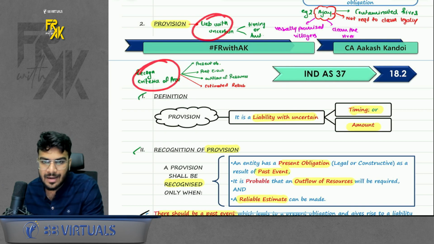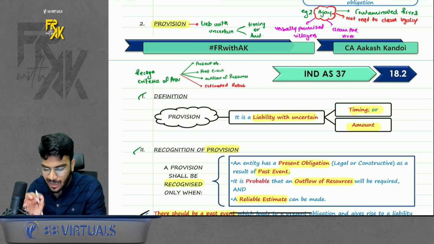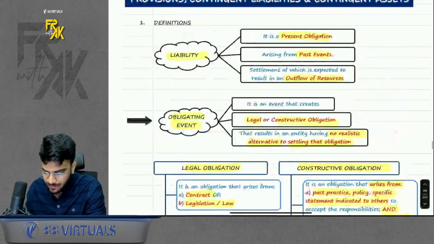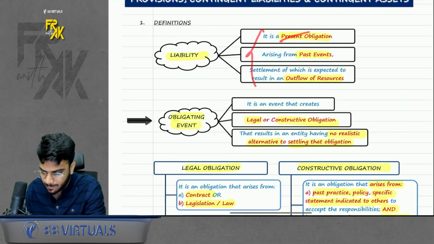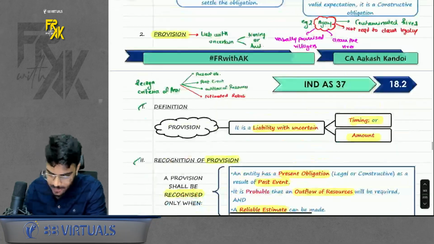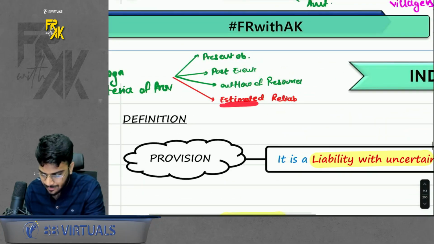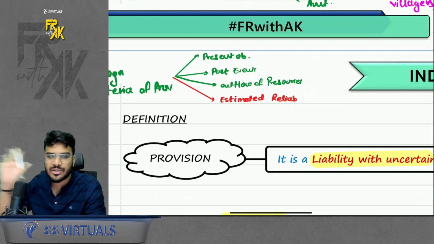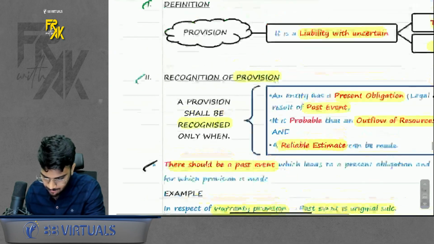Now, when do you recognize a provision? So the recognition criteria of a provision is linked with the definition of liability. Remember the 3 points: present obligation, past event, outflow of resources. Just add that it needs to be reliably estimated. When estimation is involved, it becomes a provision. Do remember that part. Okay.